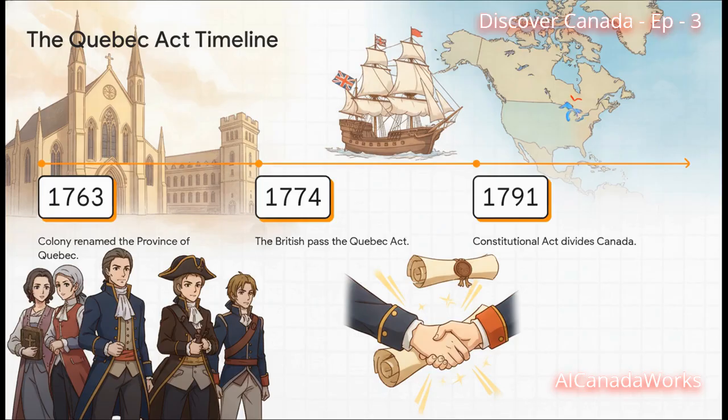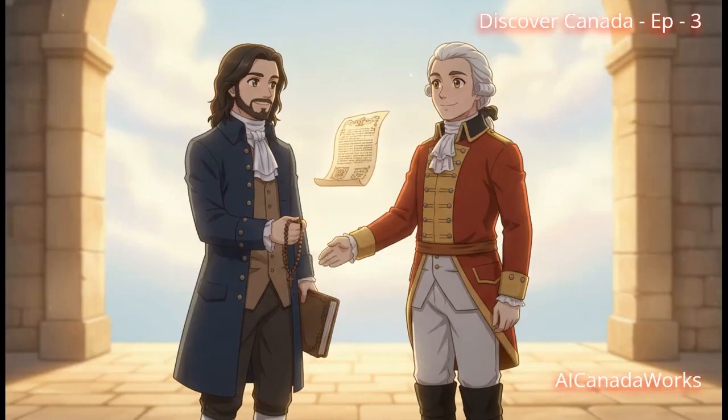To ensure their loyalty, because Britain really needed it, they passed the Quebec Act in 1774. And just a bit later, in 1791, the Constitutional Act would come along and divide the region into Upper and Lower Canada. The Quebec Act was honestly groundbreaking for its time.